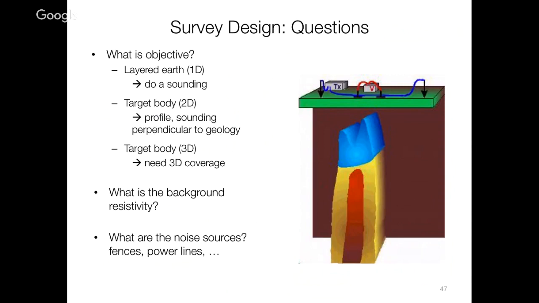You need to know the background and be concerned about other noise sources. For electromagnetics, noise sources could be a fence, or a pipe, or a power line. Different things than you might have for seismic, conducting.